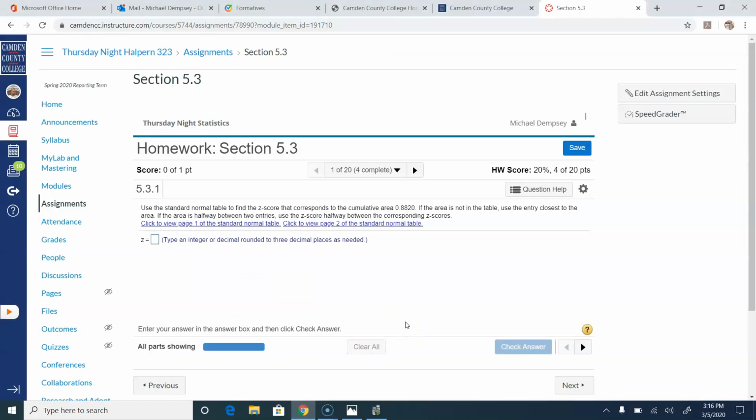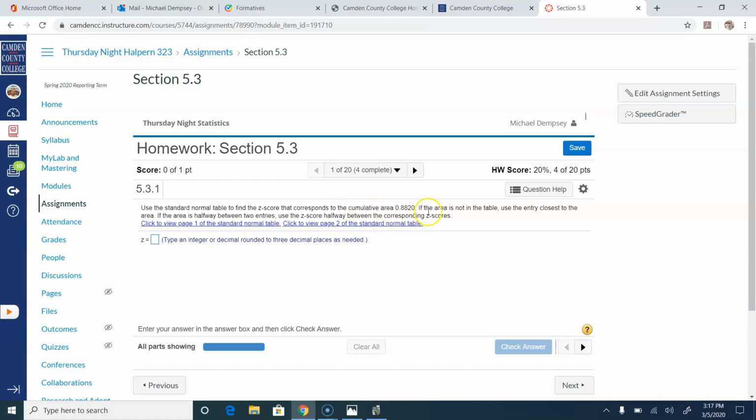Okay, so in section 5.3, we're still dealing with the normal distribution and all its properties, but we're going to kind of work backwards now. So if you notice the way this first question is framed here, use the standard normal table. We're going to use the calculator. We won't use the standard normal table, the calculator. We have it. If you paid for it, you might as well use it.